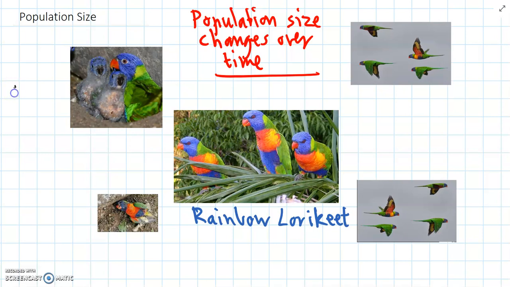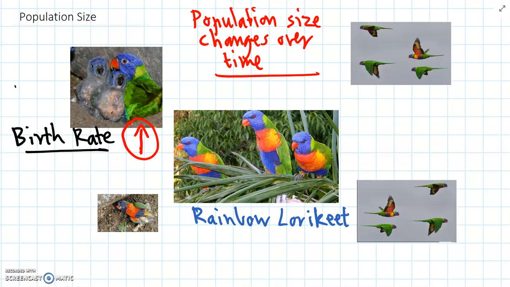well, the first thing that's going to affect the size and how many lorikeets there are is the birth rate. So how often are new baby lorikeets being born? And the birth rate will increase the population size.